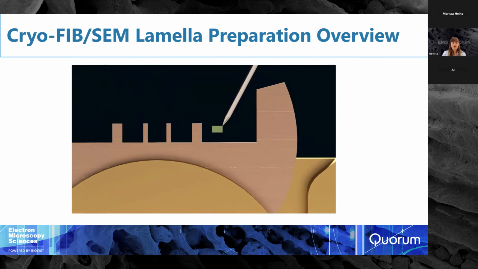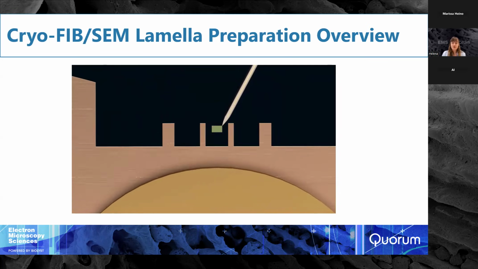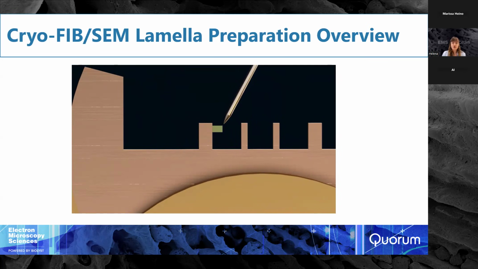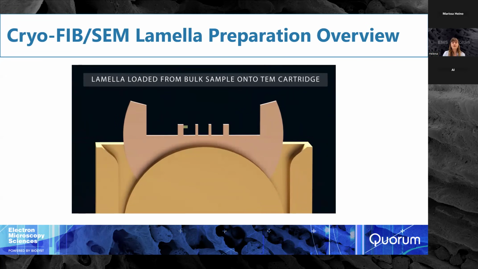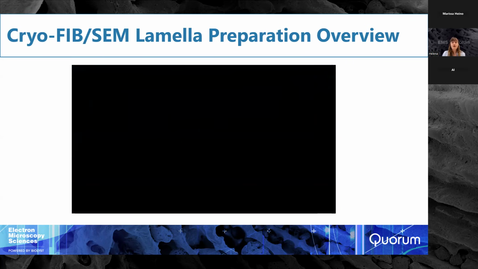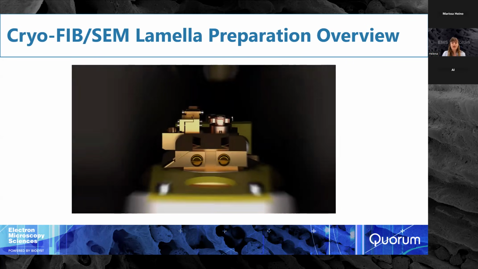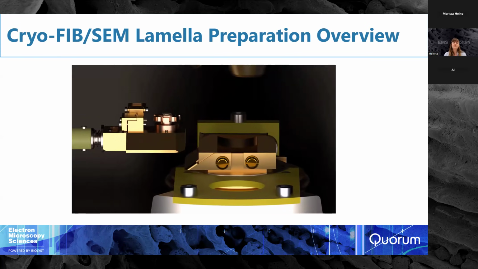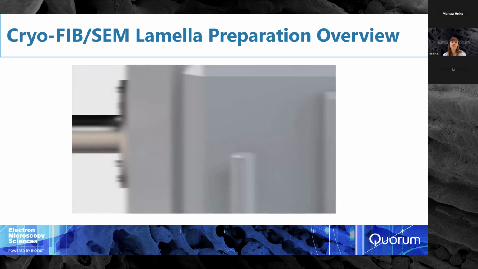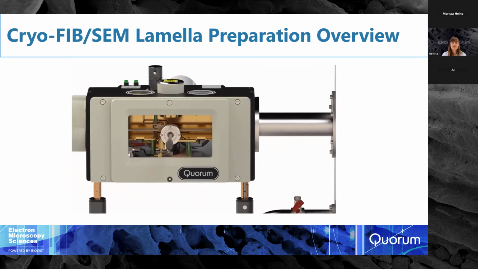Once we have our section, we can then lift it up with a micromanipulator probe and place it onto our TEM grid cartridge. So now we have our lamella loaded from our bulk sample onto the cartridge. And then we can transfer that back into our preparation stage. So that's simply just pulling it back from the SEM into our preparation stage.